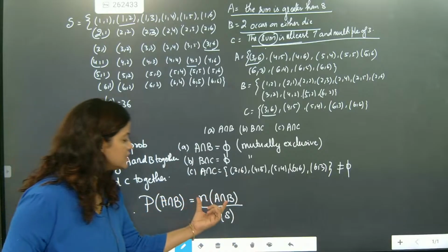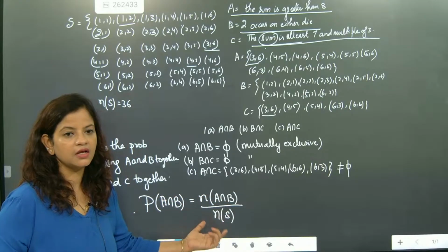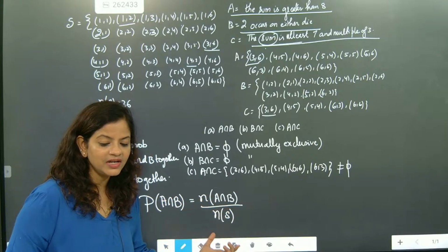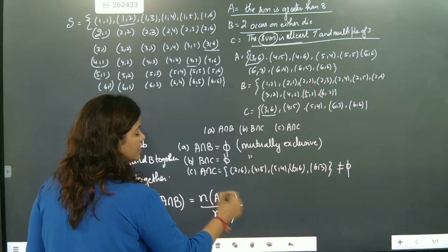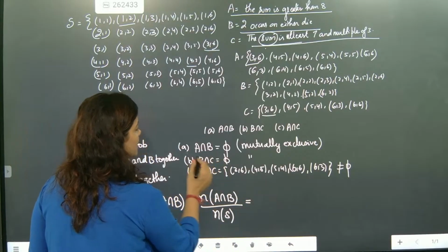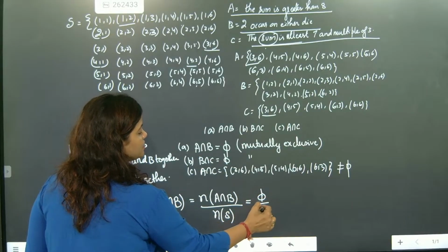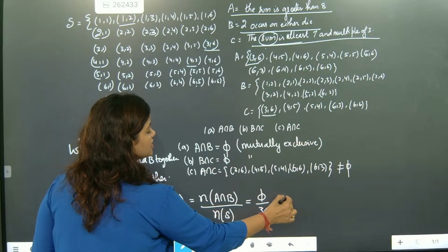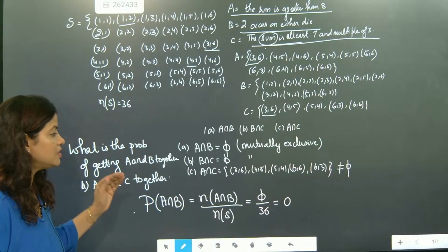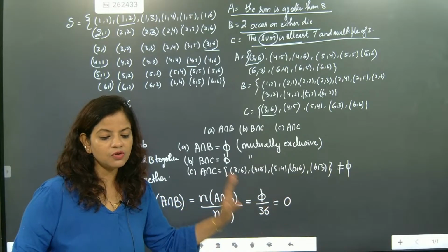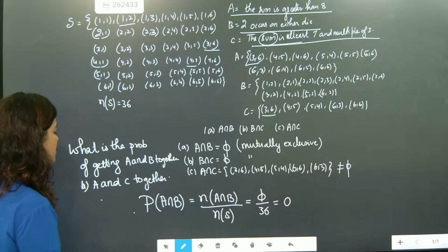So it's the sample space and the event together. Here the sample space is exactly this one, and the event is this one. The event is telling 5, no wait, nothing common, and the sample space is coming as 36. Nothing common means 0. So 0 by 36, the answer will be 0.